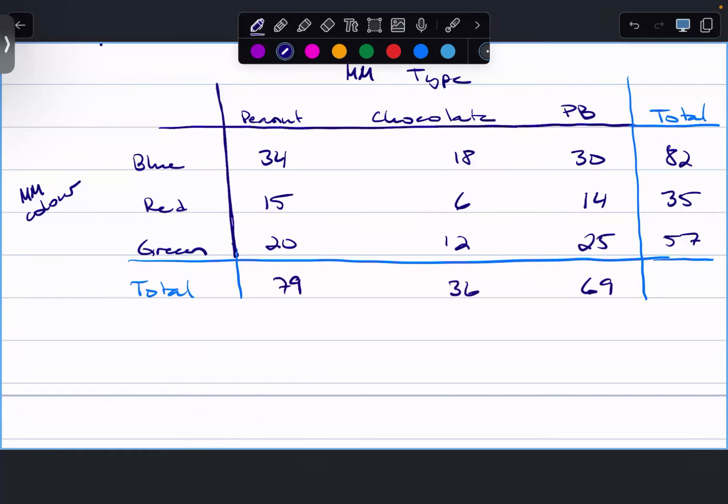But it might be nice to double check. 79 plus 36 plus 69. We get 184. Uh-oh. There's an extra 10, there's 79. Emily, there's a mistake on the peanut column. Yes. Nice. 69 and 36. Okay, phew. Caught it.